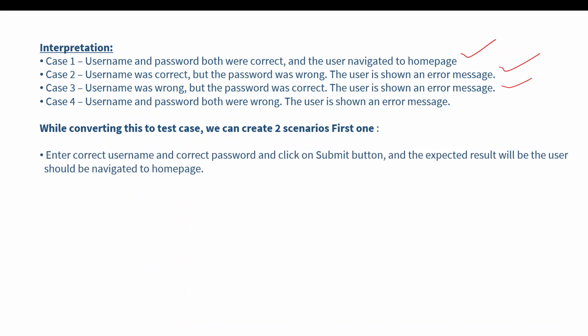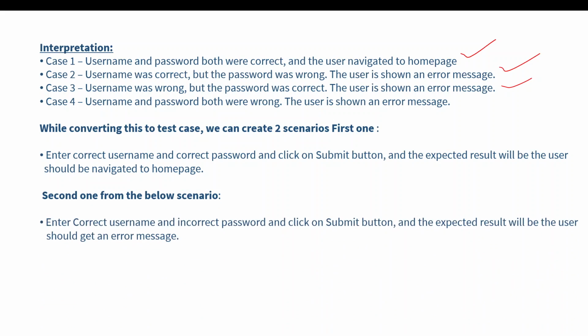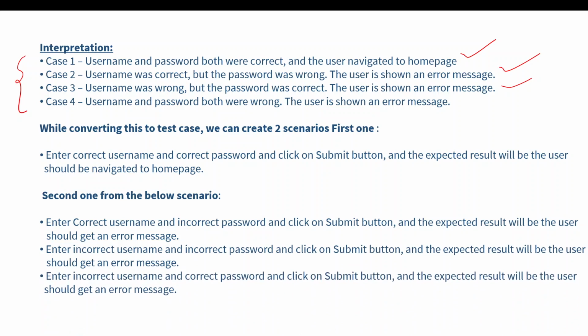So while converting these test cases, we can create 2 scenarios. To create these four test cases, there are basically 2 scenarios generally. One is enter username and password correct, and click on submit button. So that is the positive test case. And negative, we have 3 cases: incorrect username and password combinations. So these are the 2 scenarios: one is correct username and password, and another one is either one of them is wrong. So this is how we derive 4 test cases using decision table.